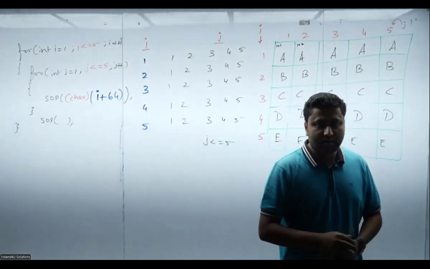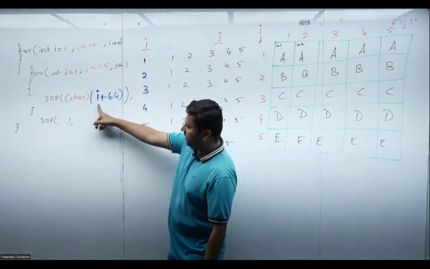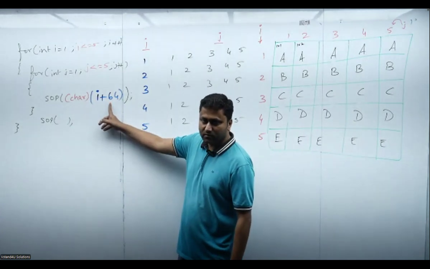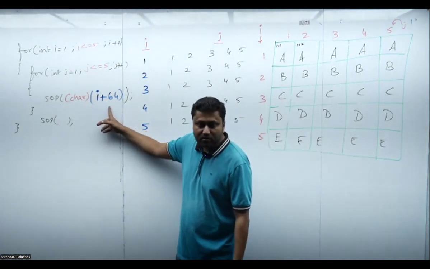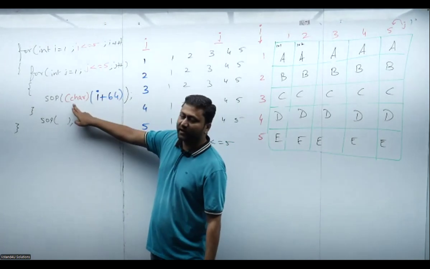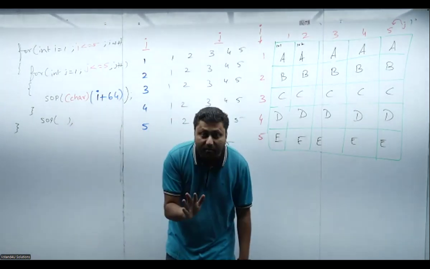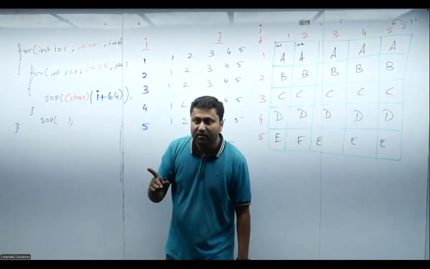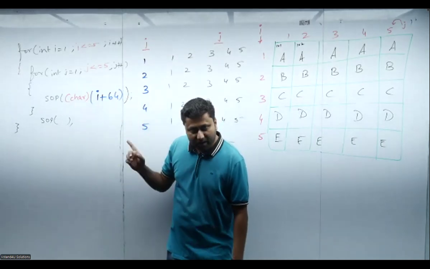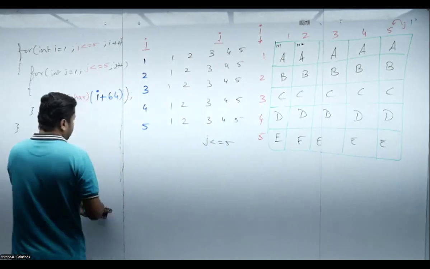What I'm saying? See, I value starting from 1. 1 plus 64 becomes 65, the corresponding character. That is what you wanted to print. Are you getting my point? Everybody clear? Shall I do the dry run now? Sure? Okay, let's get started.